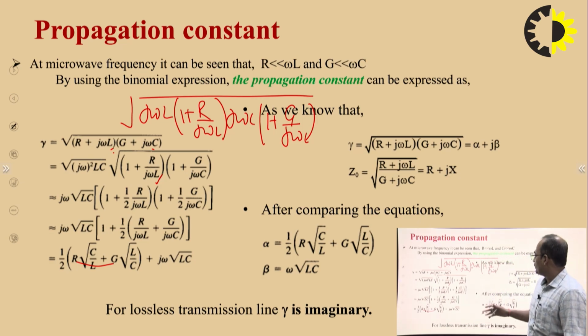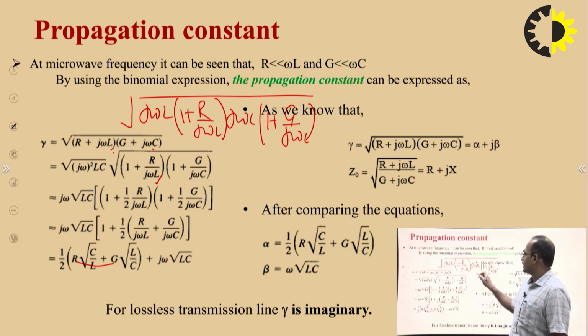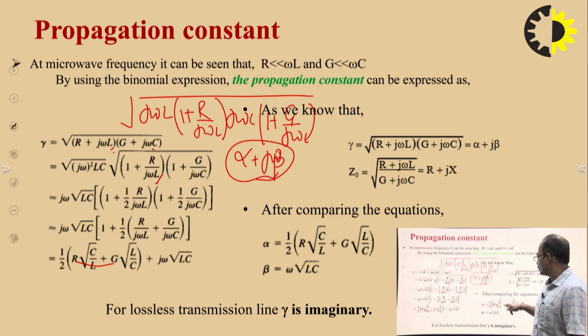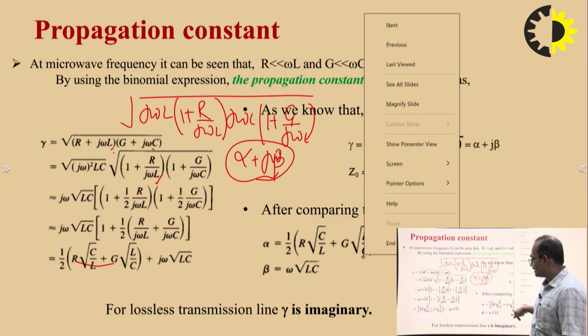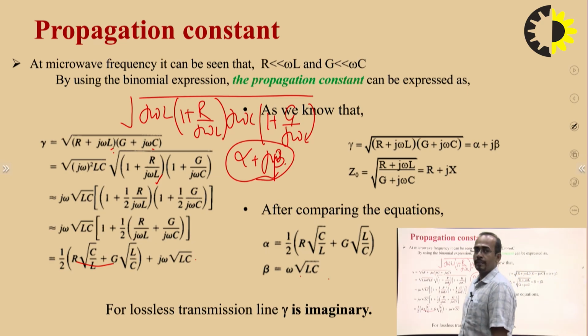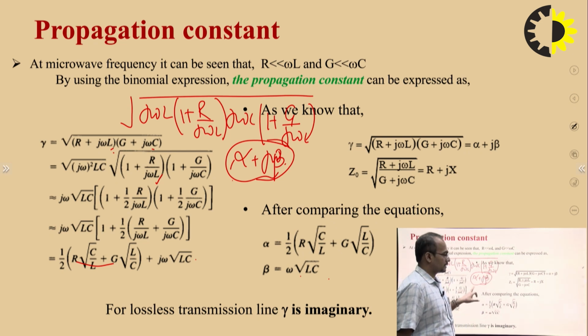Now what will be the value of alpha and beta? With the help of this we can write the propagation constant in terms of attenuation constant and phase constant, that is alpha plus j beta. So after comparing the real and imaginary parts, I will get alpha is equal to 1 by 2 R square root of C by L plus G square root of L by C. Beta is equal to omega square root of LC. So this is the value of alpha and beta after comparing this equation with this.